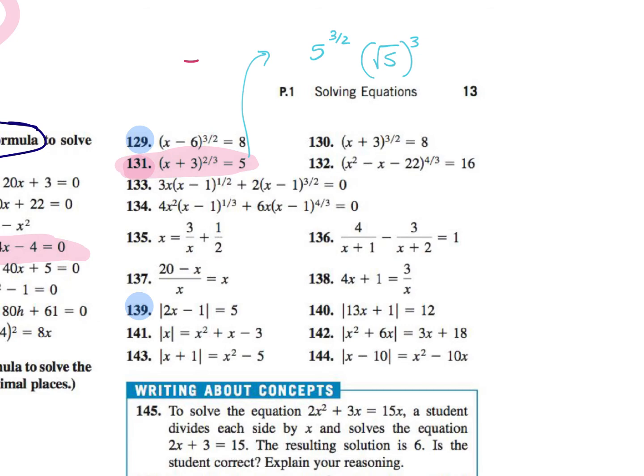So that would be root 5 times root 5. No, sorry, square root. Yeah, root 5 times root 5 times root 5. So it's going to be 5 root 5. And then you'd have to subtract the 3.